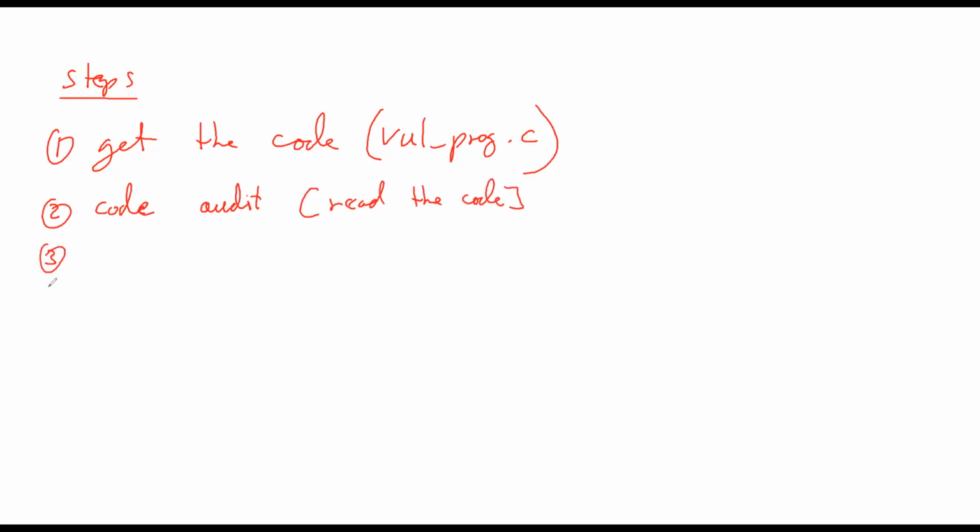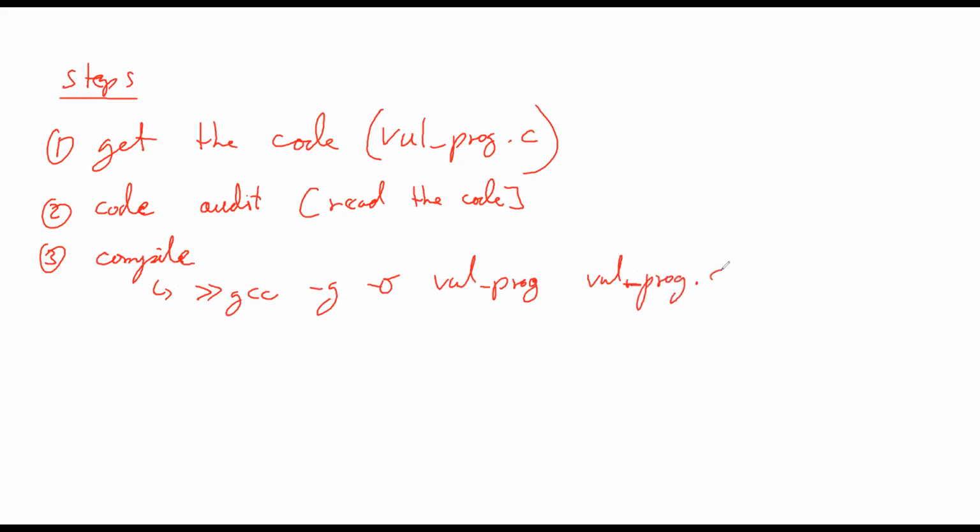Okay, then number 3, you're going to compile the program. So we're going to do gcc -g -o volprog and then volprog.c. Okay, so that's obviously compiling.